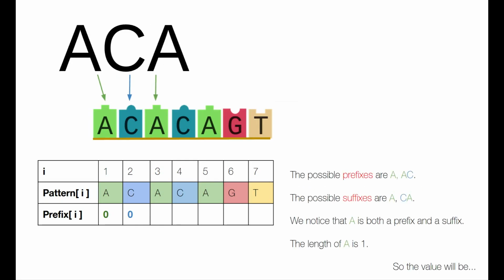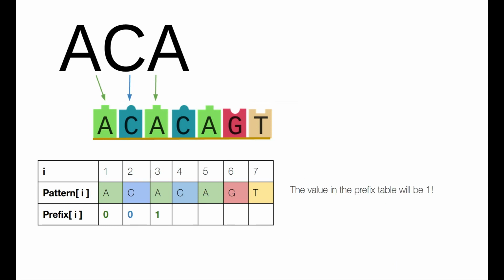For the third character, we generate the possible prefixes and suffixes up to this character. We can see that the only possible prefixes are A and AC, and the only possible suffixes are A and CA. A is the only prefix that is also a suffix, and it is of length 1. Therefore 1 is our prefix value at this position.